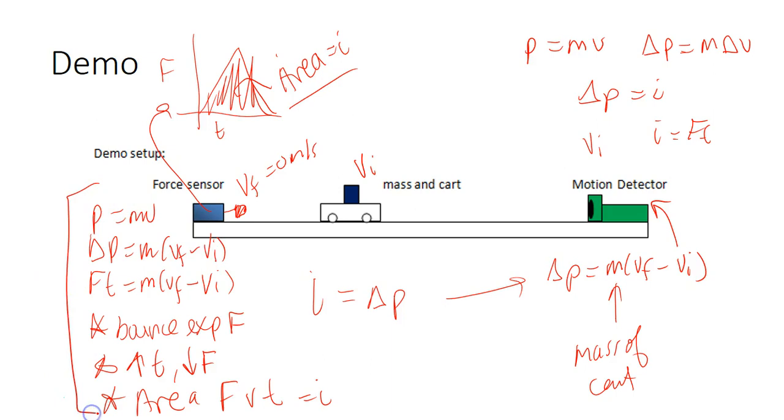The next class and/or videos will be conservation of momentum. Thanks.